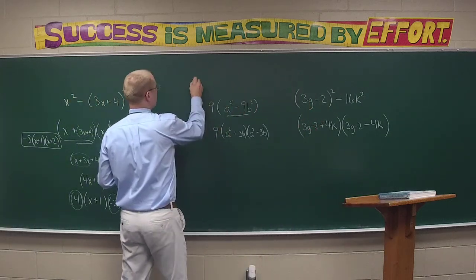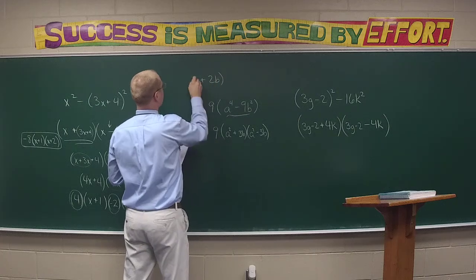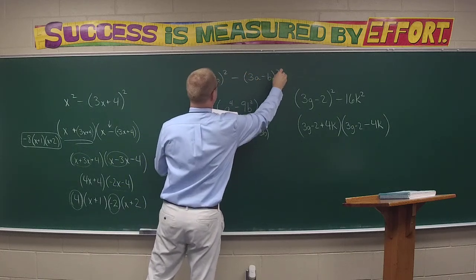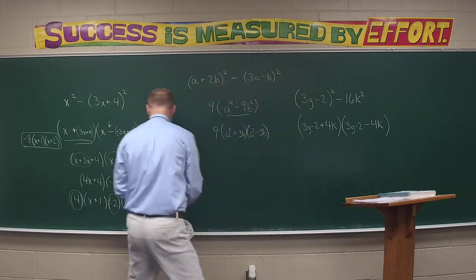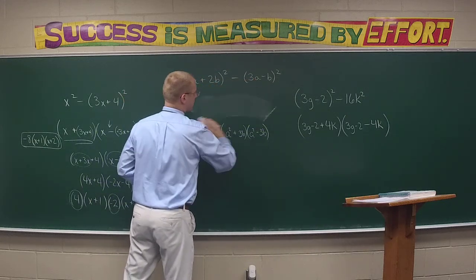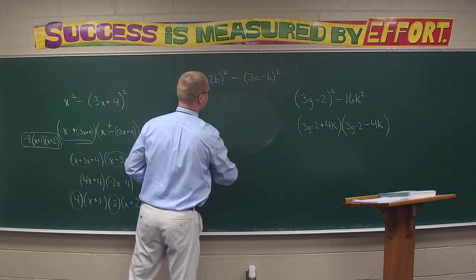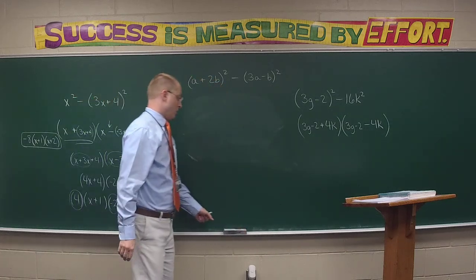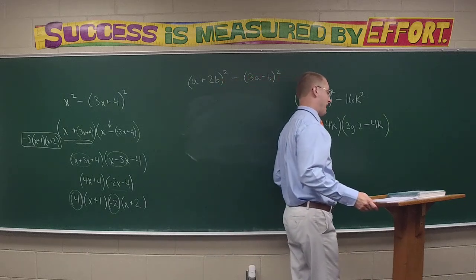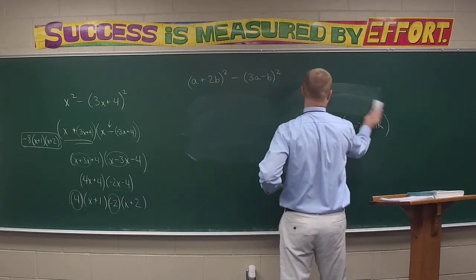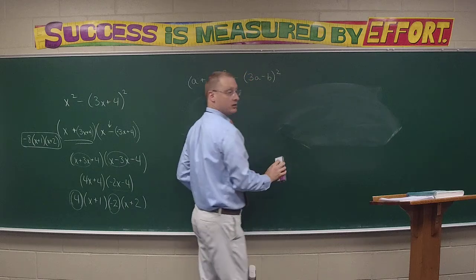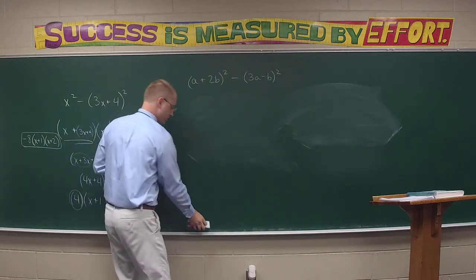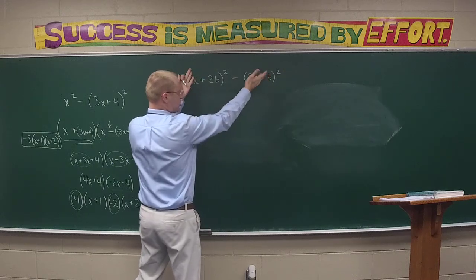A positive 2b quantity squared minus 3a negative b quantity squared. Well, I have a perfect square minus another perfect square. Class, we call this what? Difference of squares, right? Minus sign, squares, difference of squares.